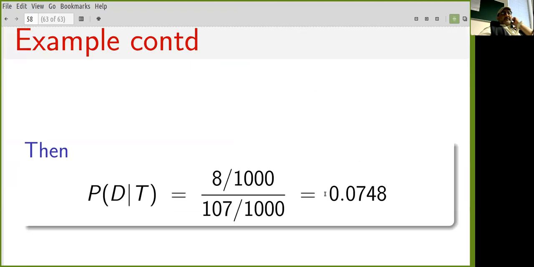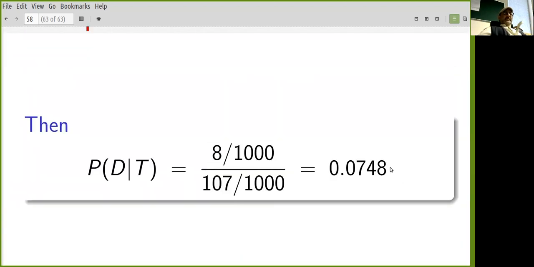The probability of T we said was 107 out of 1,000. So the thousands cancel, that's 8 out of 107, and that's 0.0748. All right, so the probability that any random person has the disease is like 1%. If you also give me the information that the person tested positive for the disease, then that's about 7.5% that they actually have the disease.